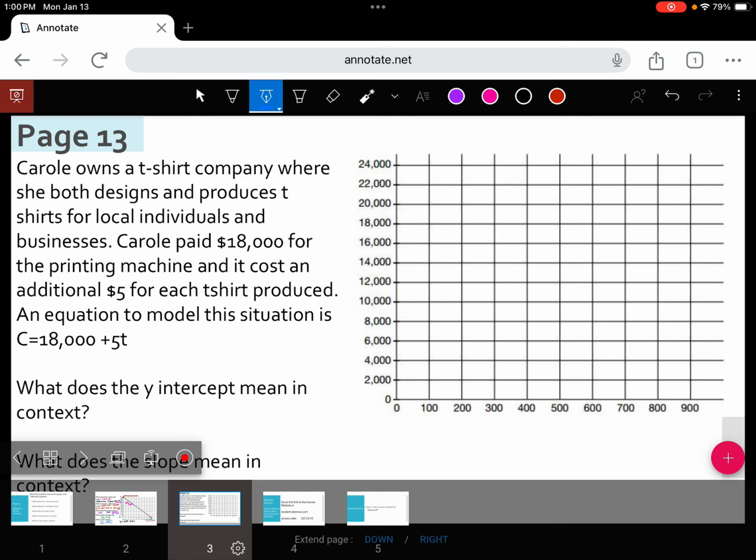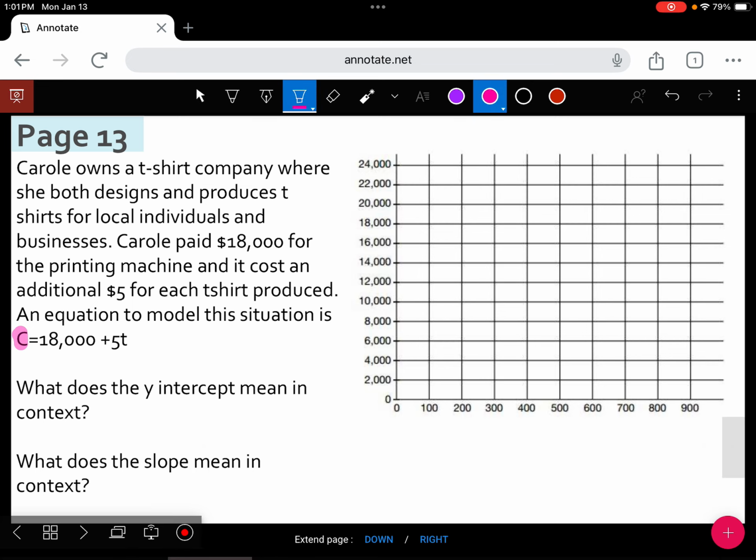We're on page 13. This one looks like this. So we've got the Carol Oates T-shirt company, where she both designs and makes the T-shirts. She paid $18,000 for a very special printing machine. And it costs $5 to make each T-shirt. So we have this equation that her cost equals $18,000 plus 5T. This is the equation that we have in the book as well.